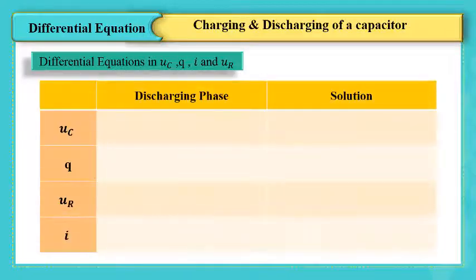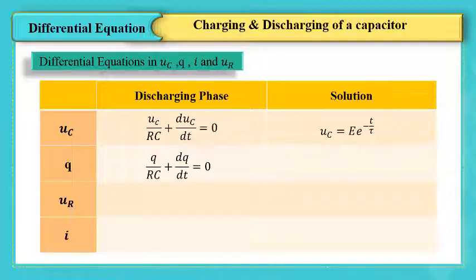The following table contains the differential equations in UC, Q, I, and UR and their solutions during discharging phase. For UC, its differential equation is UC over RC plus dUC over dt equal 0, and its solution is UC equal E exponential minus t over tau. For Q, the differential equation is Q over RC plus dQ over dt equal 0, and its solution is Q equal Qm exponential minus t over tau.